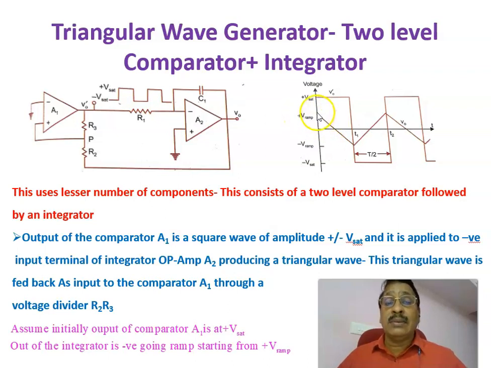The voltage changes between plus V ramp and minus V ramp. From plus V ramp, it has a negative slope. This is negative because we are applying the input to the negative terminal. Even though the voltage is positive, the equation is equal to minus 1 by RC times the integral of this voltage, so there is a minus sign. Due to that, even though the voltage is positive, we get a negative slope. Therefore, this is the case when the output is equal to plus Vsat. The output triangular voltage changes from plus V ramp to minus V ramp.